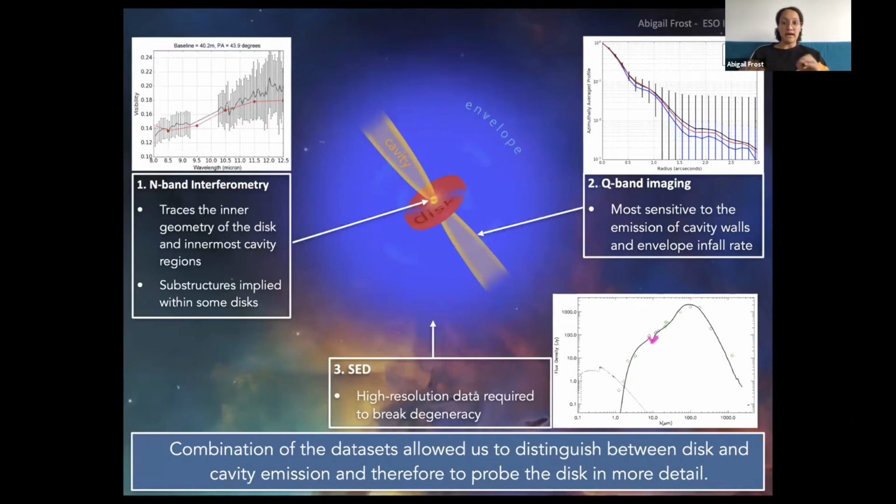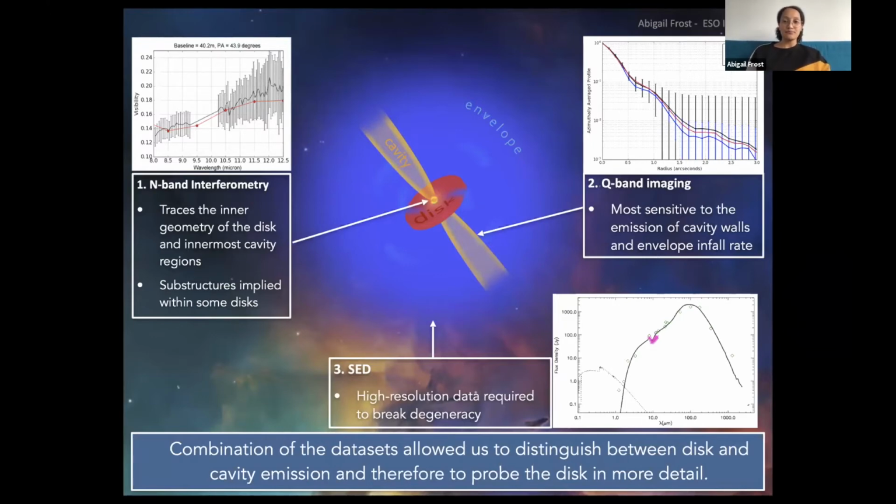Now you'll notice that we had 2 observables that trace cavity wall emission. And because we have this in place, we were able to distinguish between disk and cavity emission for these sources, because you have a kind of a double constraint, if you like, on the cavity geometry. You can't just change that to fit your MIDI data and your Q-band data. And we found that essentially, in order to satisfy all the observables, we had to include a disk in these models.